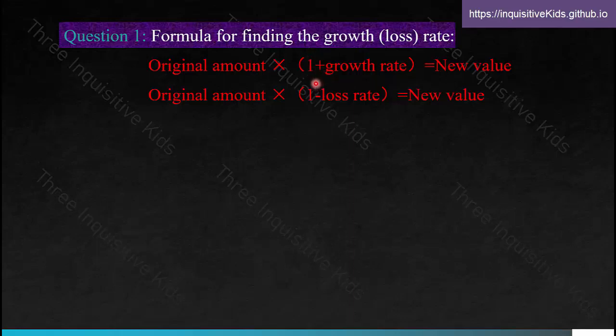But really, you don't need two different formulas for this. If you think of loss as the opposite of growth, loss would technically be a negative growth rate. So all you have to do is just look at this first formula right here. Or you could even just look at the second formula right here and think of growth as a negative loss rate. So really you don't need two formulas for this.